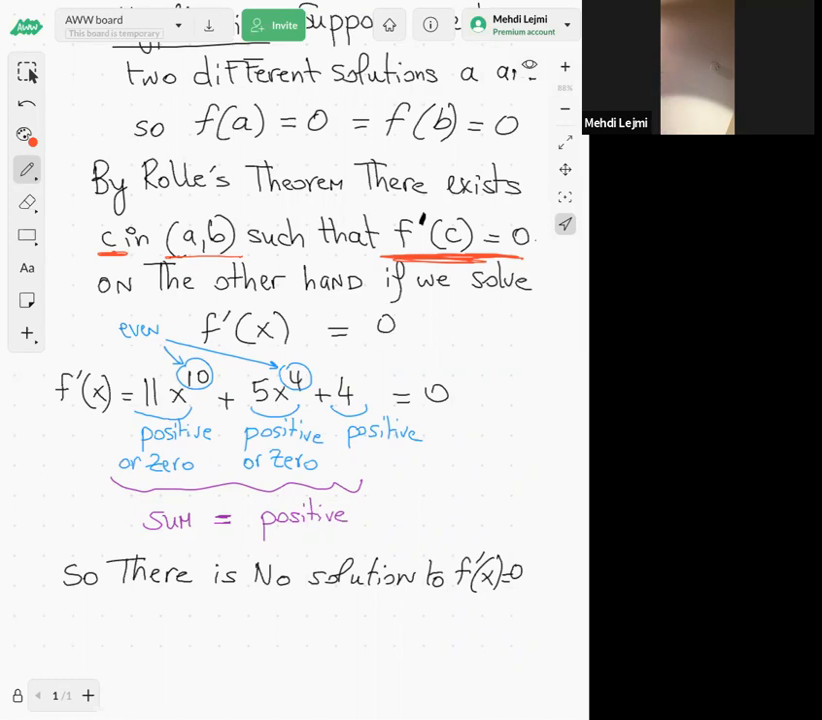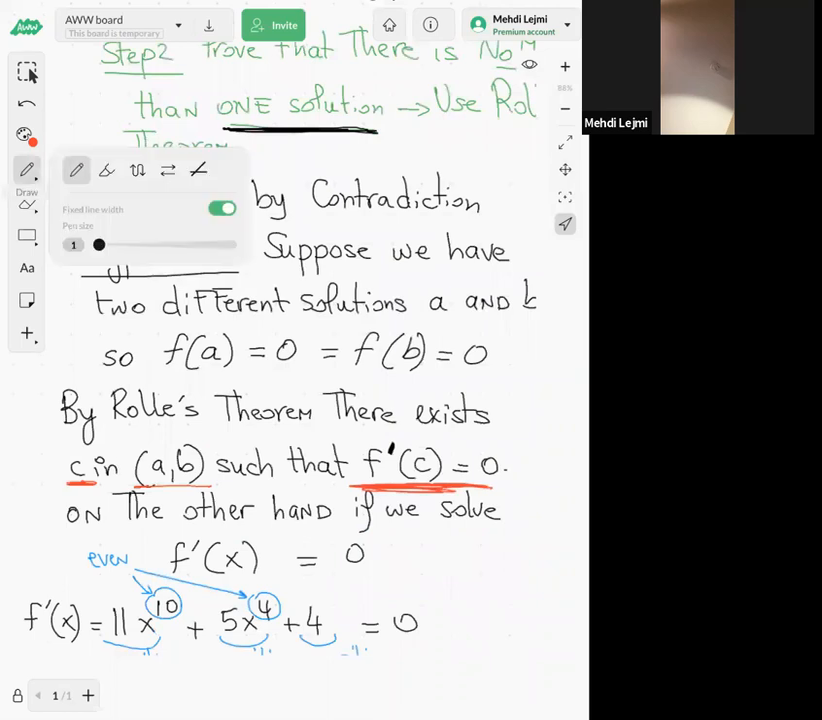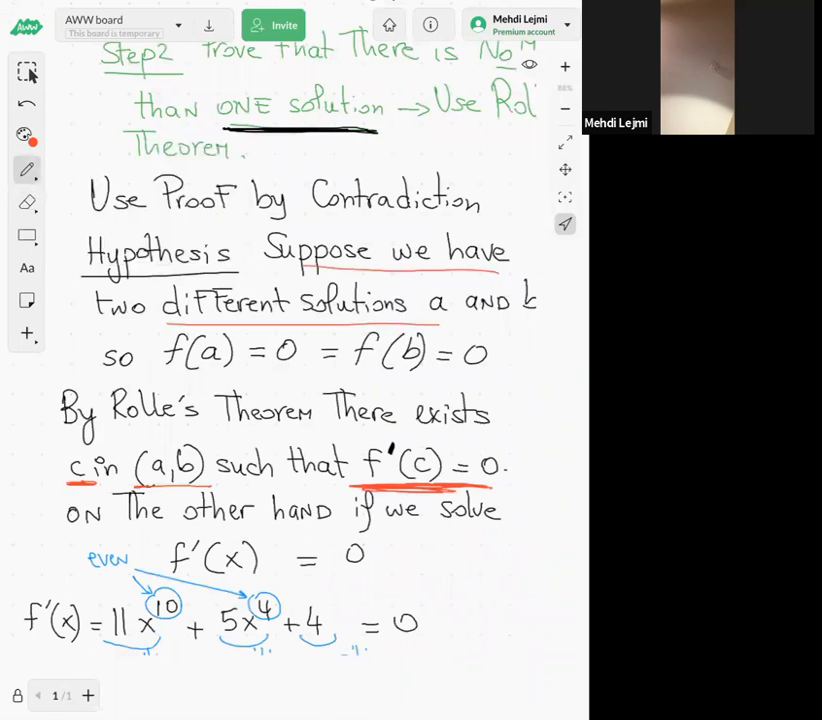So it's a contradiction with Rolle's theorem. If you have a contradiction, of course, it means that your hypothesis is wrong. So this hypothesis, suppose we have two different solutions, is wrong. You cannot have two different solutions. So it means that you have no more than one, right? Either one or zero. So no more than one solution.